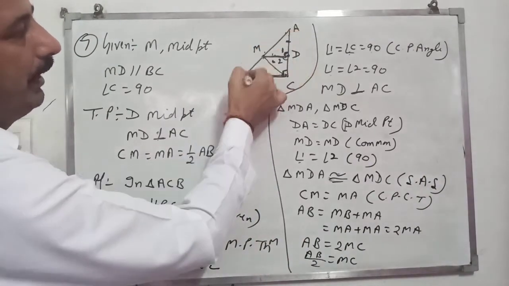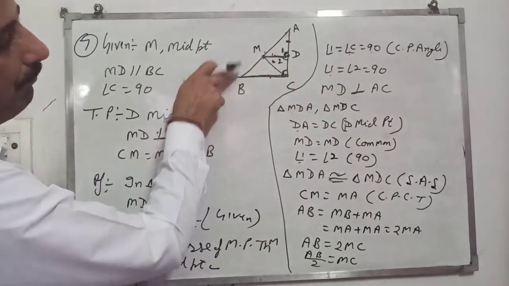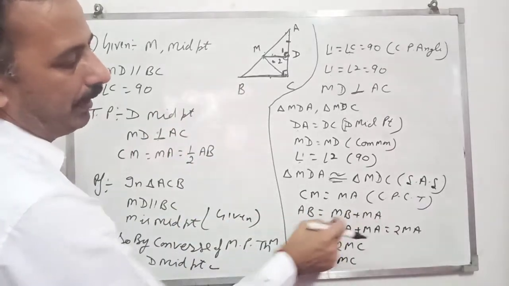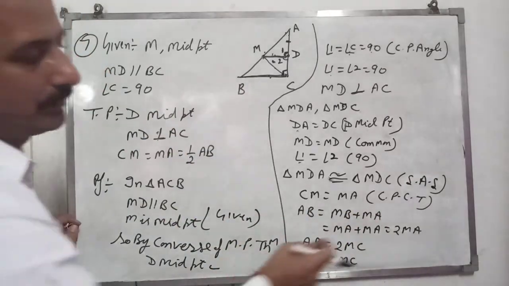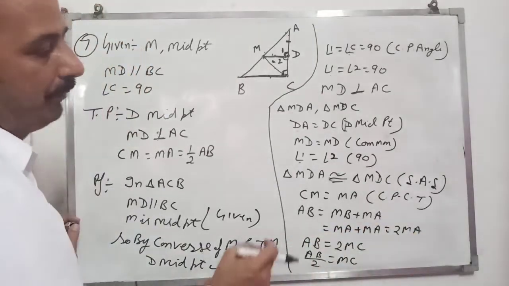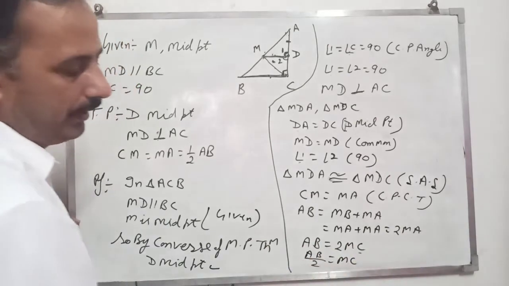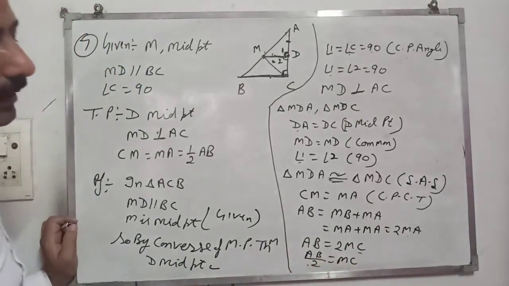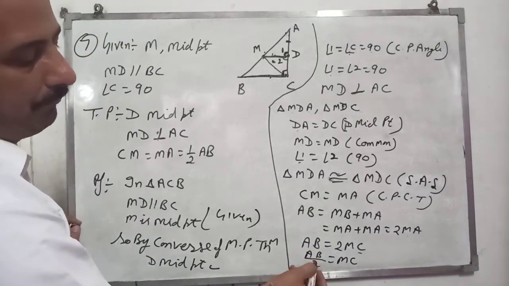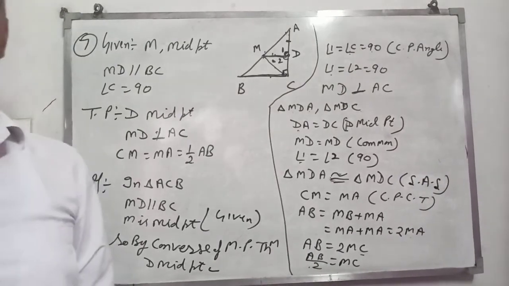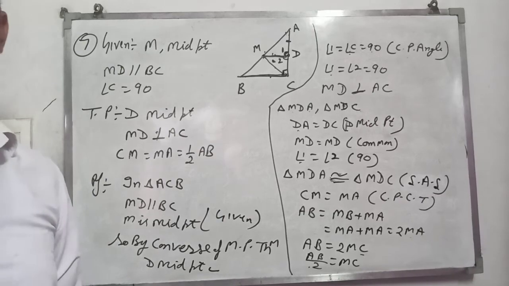But AB is the combination of BM and MA, and BM and MA are equal because M is the midpoint, so we can write it as 2MA. But MA is equal to MC, so we can use 2MC instead of MA. So 2 is shifted to the other side, so MC becomes half of AB, right? So that's about your exercise 8.2. Thank you and have a nice day.